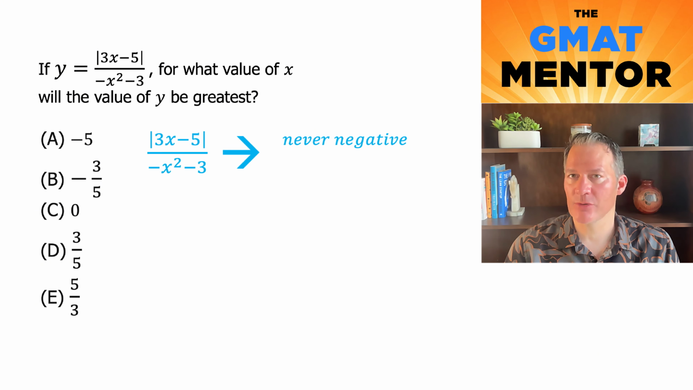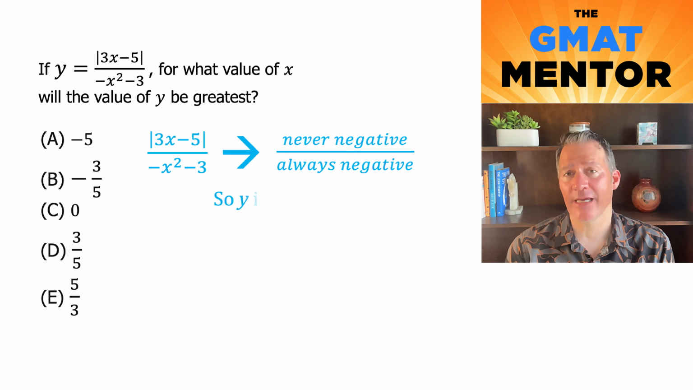We have negative x squared minus 3. Negative x squared is always negative or 0. Then we subtract 3 more. So the denominator is always negative. Now it looks like you have a positive divided by a negative, which would give you a negative. So the greatest possible value of y has to be the value closest to 0.